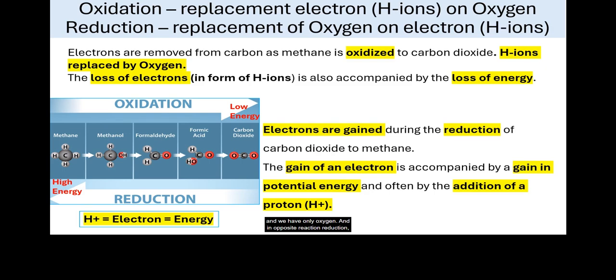In the opposite reaction, reduction, if we convert carbon dioxide to methane, what happens? We replace oxygen with hydrogen. And during this process, low-energy carbon dioxide becomes high-energy methane. During reduction, molecules gain electrons because they gain hydrogen. And the more hydrogen, the more energy. So I'm adding energy here.